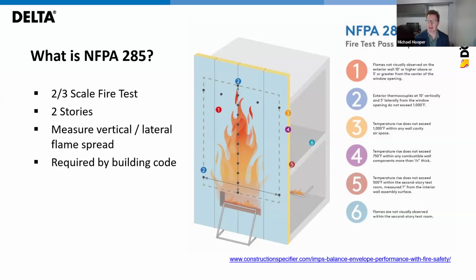The temperature does not exceed 1,000 degrees Fahrenheit within the wall cavity itself. The temperature doesn't exceed 750 Fahrenheit within the combustible wall assembly. The temperature does not exceed 500 Fahrenheit within the second story above the room that has the fire, and that's measured an inch away from the interior wall.